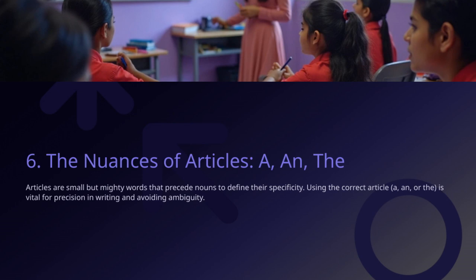For example, choosing a or an depends on whether the noun starts with a consonant or vowel sound, while the refers to something specific that both the speaker and listener know about. So, mastering these nuances of articles is key to polished, accurate communication. Remember, the right choice of article ties directly into the overall theme of clarity and precision in our writing.